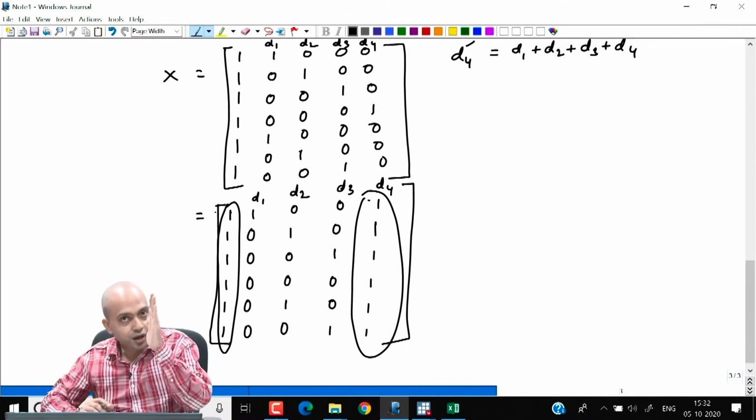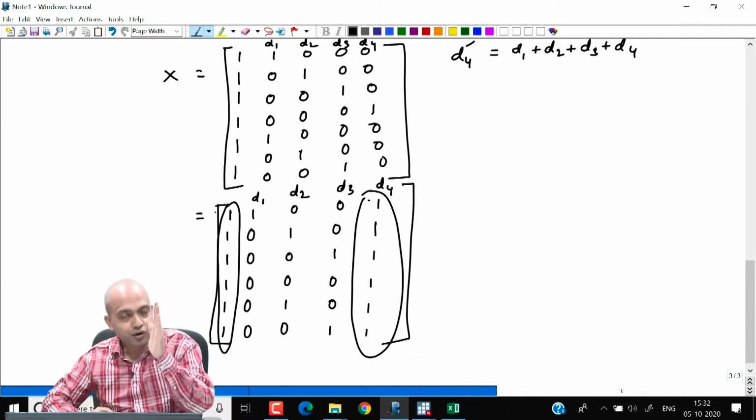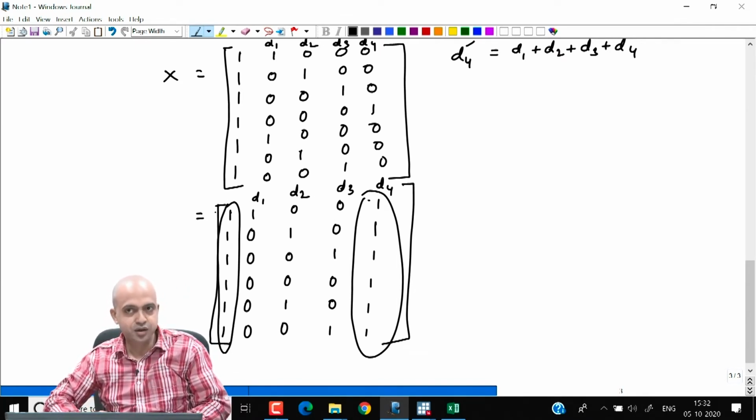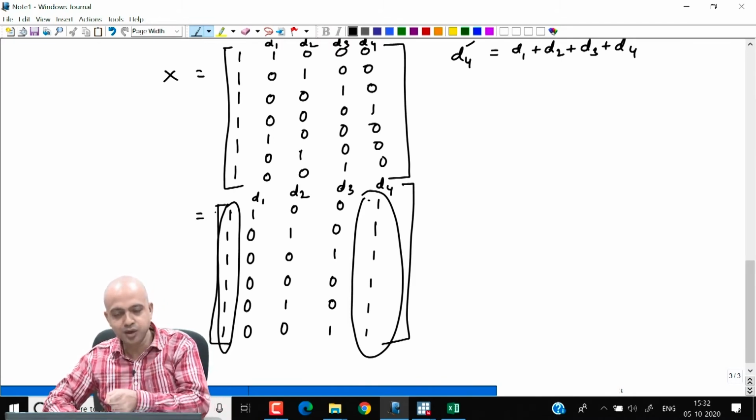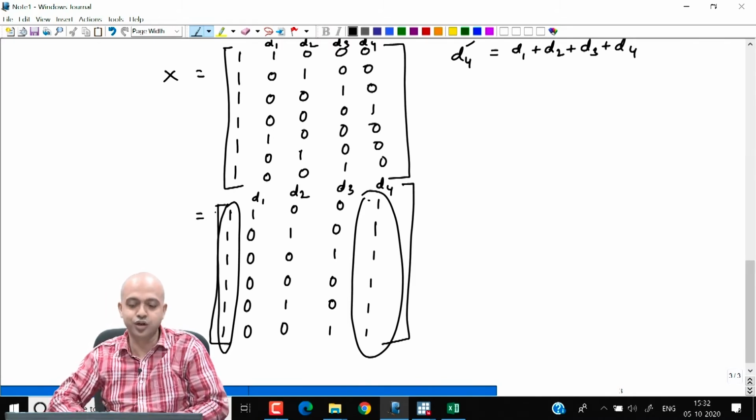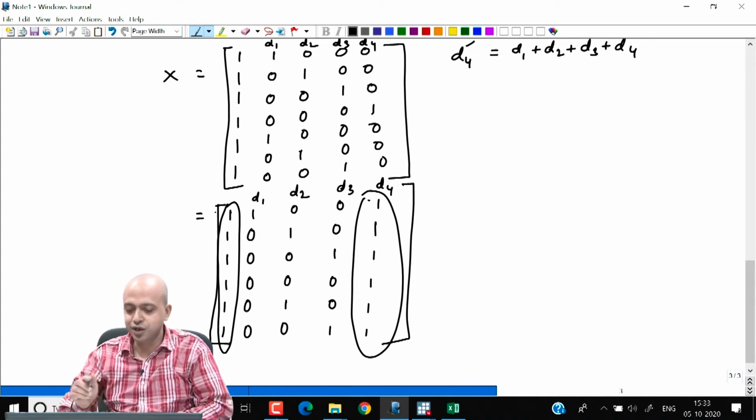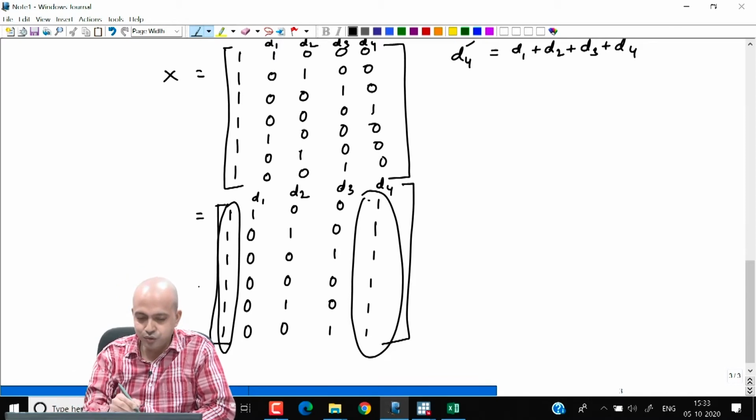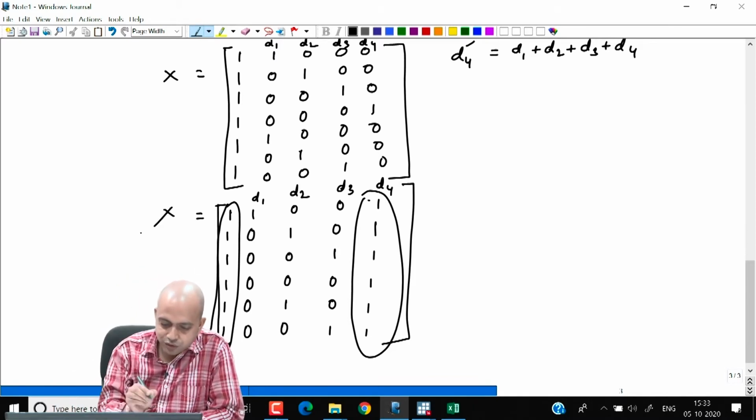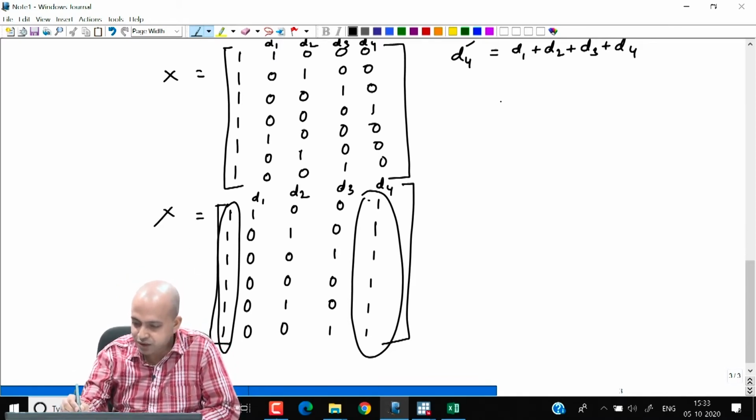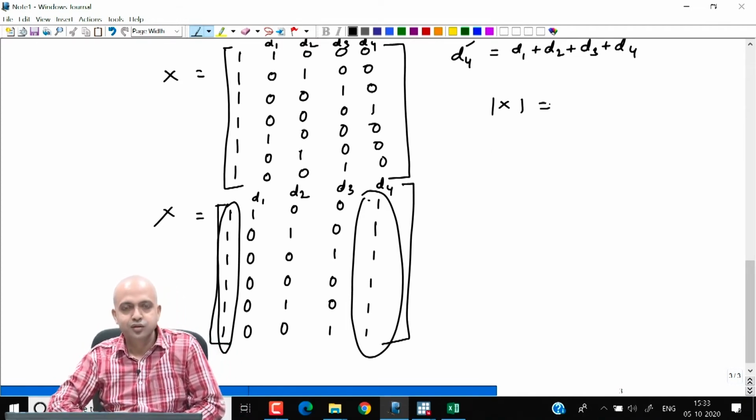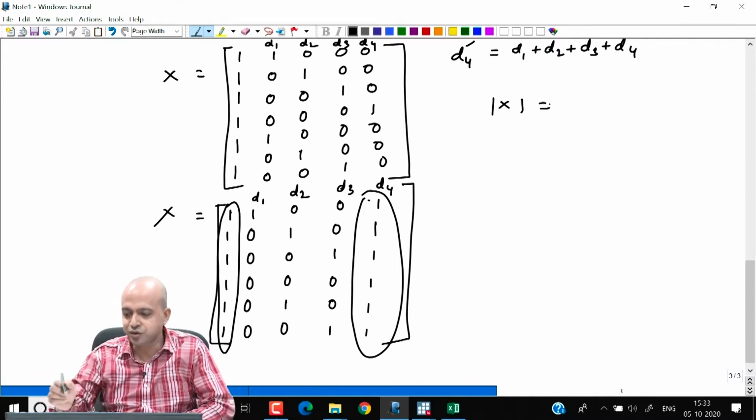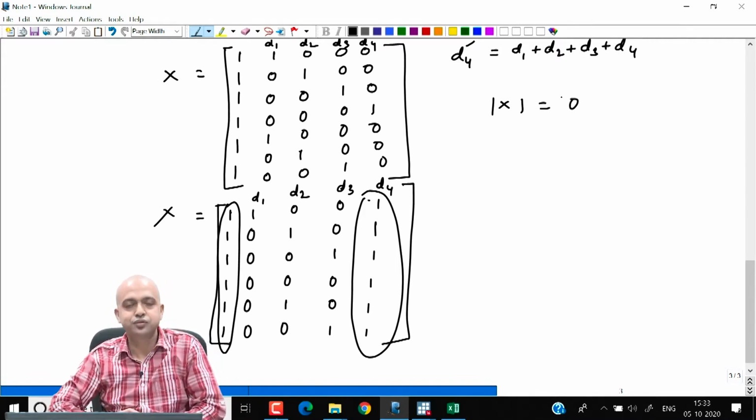Now look at this column, the changed D4, and the first column: they are actually identical. That means the elements of the first column, which represent the intercept, and the elements of the transformed fourth column are the same. If that is the case, what would be the value of the determinant of X? The determinant of X would be 0.